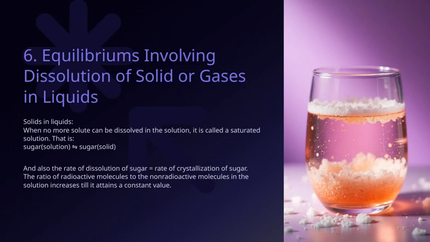And also, the rate of dissolution of sugar is equal to the rate of crystallization of sugar. This means that as sugar dissolves into the solution, an equal amount of sugar crystals form from the solution. The ratio of radioactive molecules to non-radioactive molecules in the solution increases until it reaches a constant value, which indicates that the system has reached equilibrium.